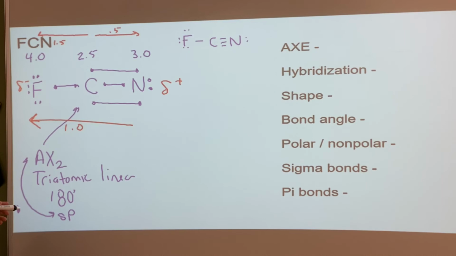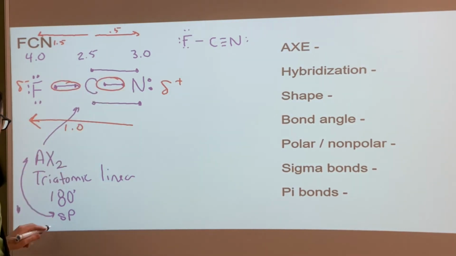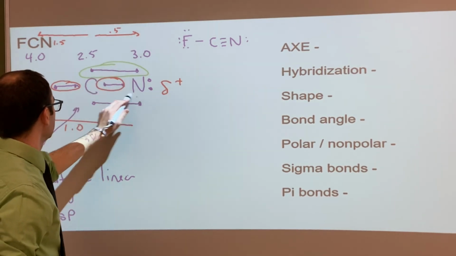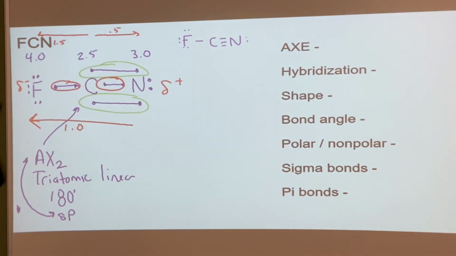All right, so we got the polarity, sigma and pi bonds. Okay, how many sigma? Yeah, we have 2. 1, 2 sigma, and then how many pi? All right, because now we have a triple bond. So those are going to be our pi, those are going to be our sigma, and that's pretty much that.